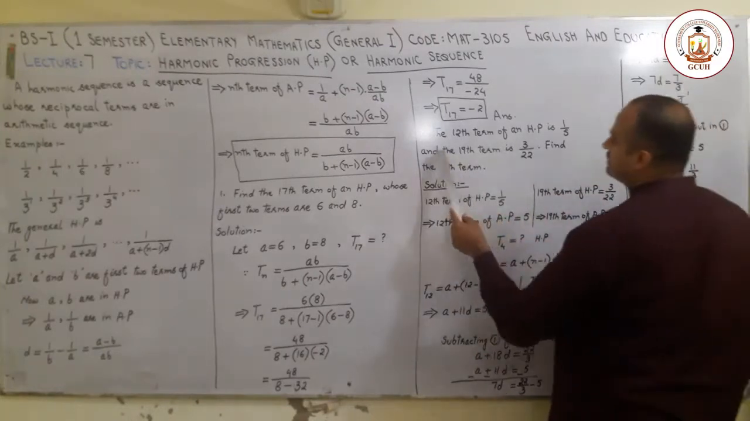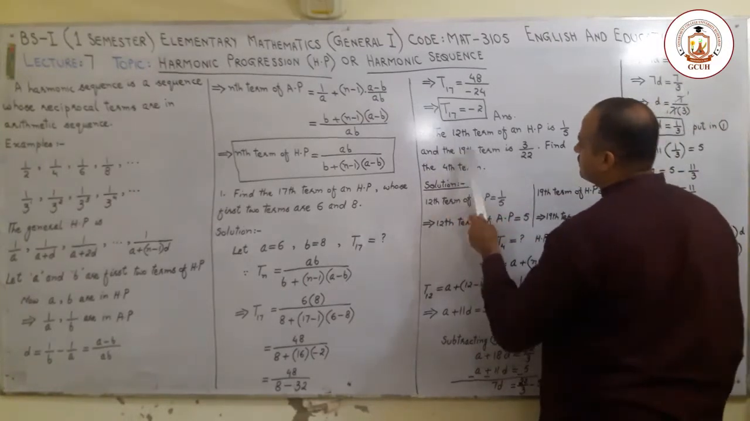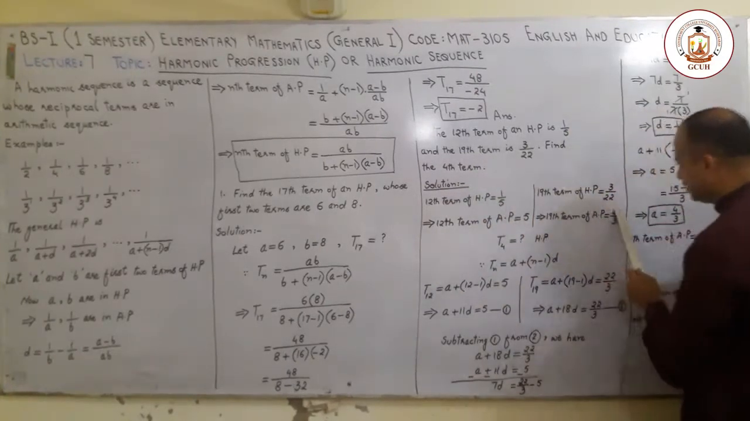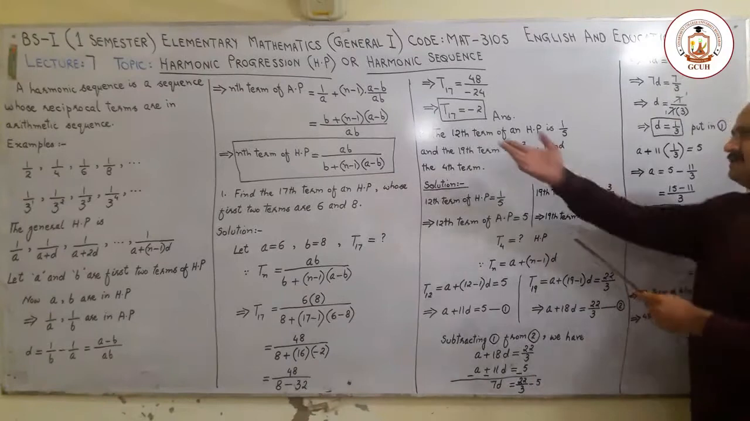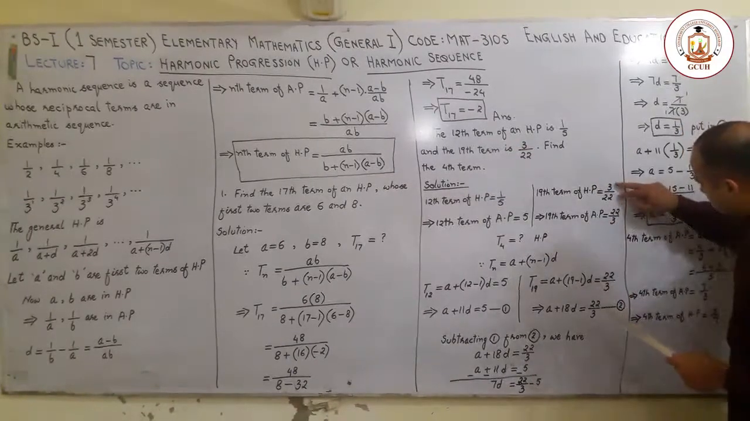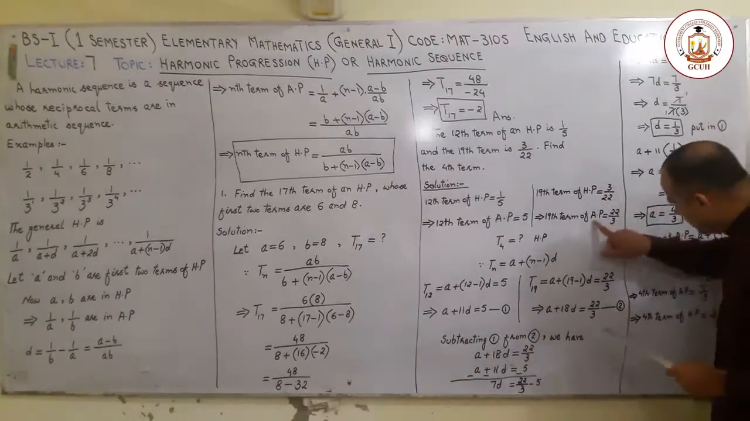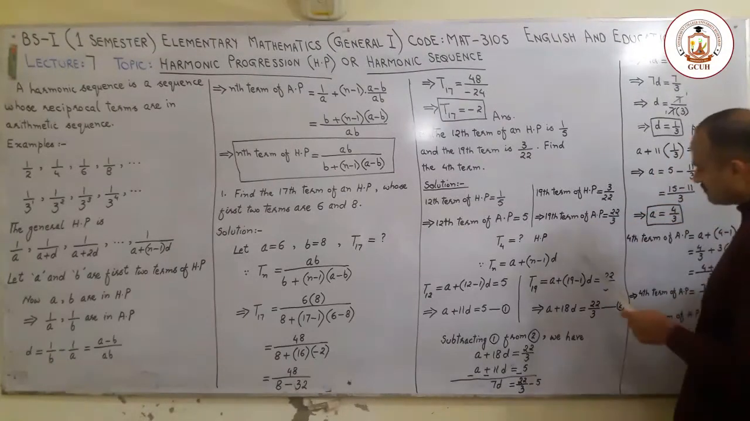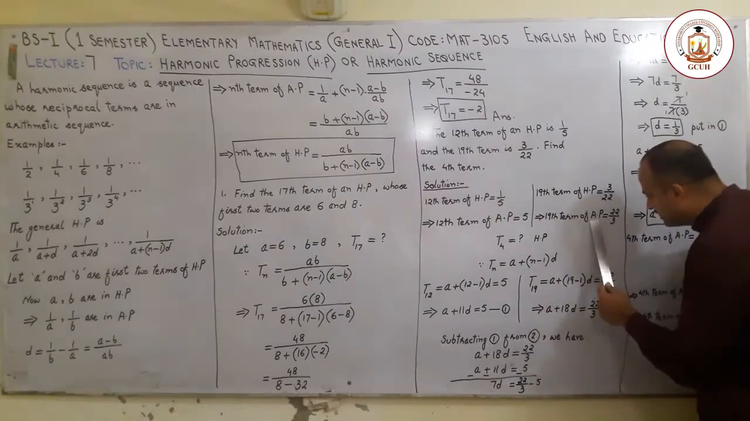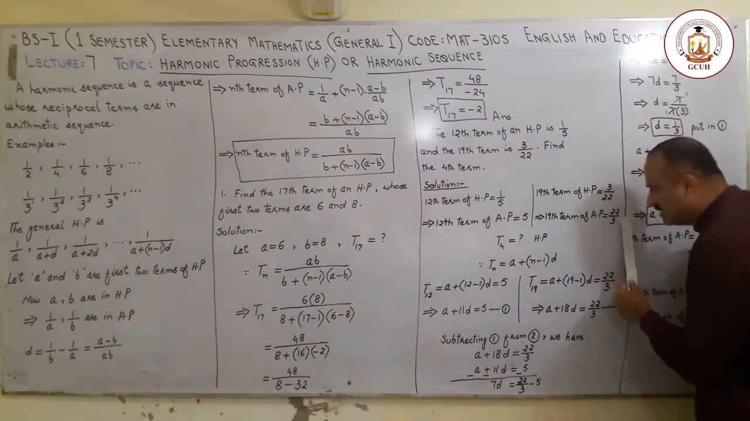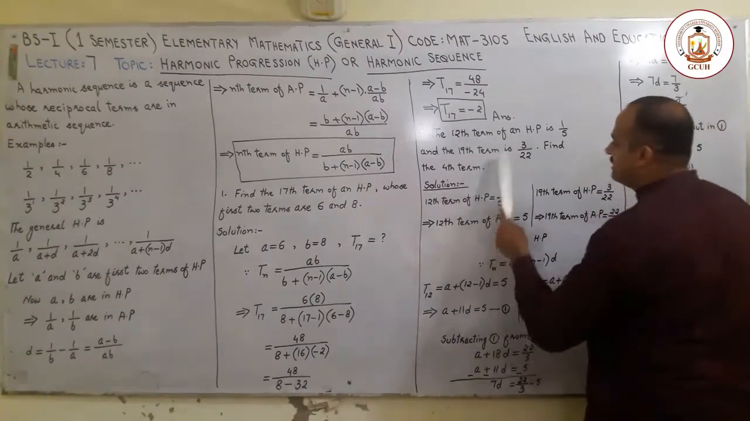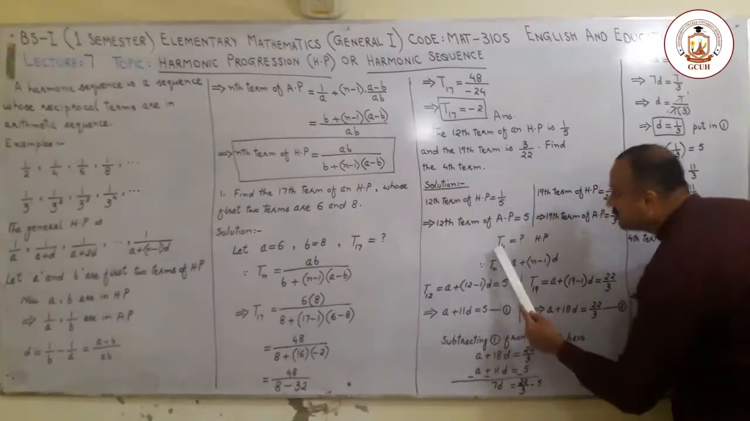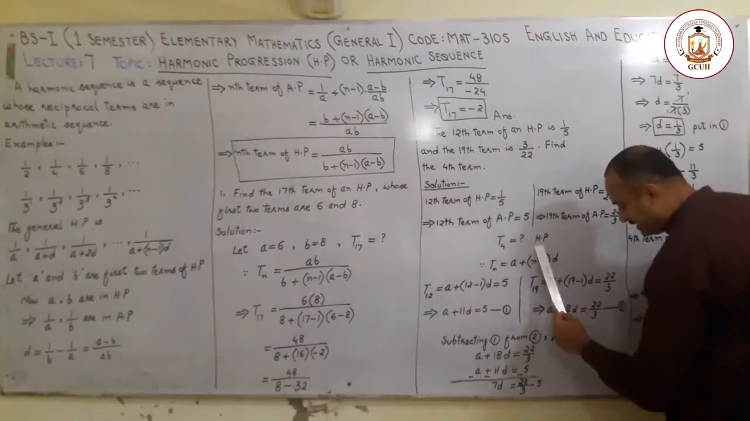Then in the statement of the question, the 19th term of harmonic progression is given as 3 upon 22. So definitely as per definition its reciprocal will be in arithmetic progression, which is 22 upon 3. So the 19th term of arithmetic progression here is 22 upon 3. And in the last, find the 4th term. So we have to find the 4th term of harmonic progression here.